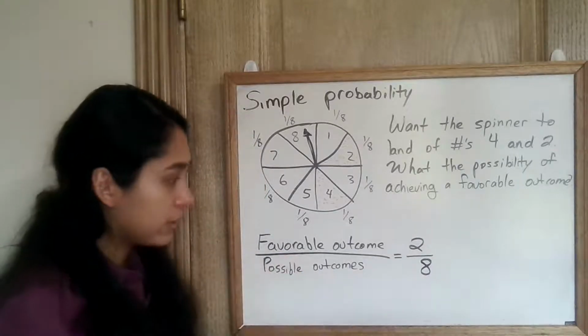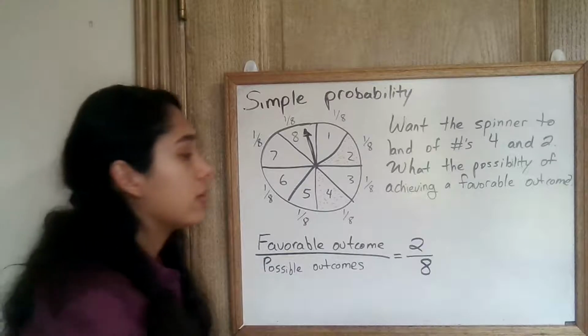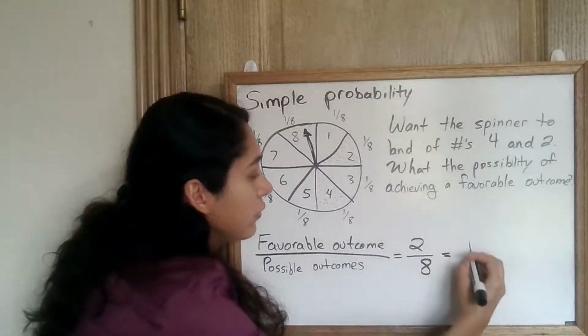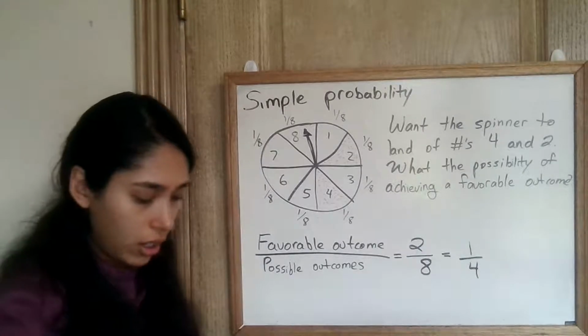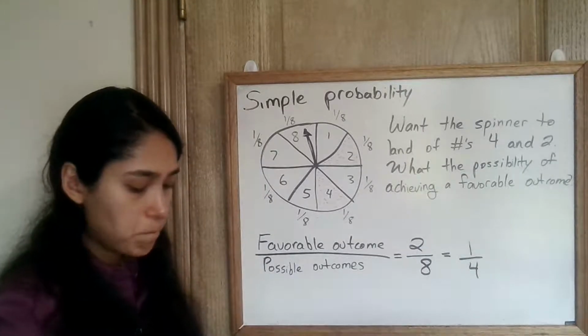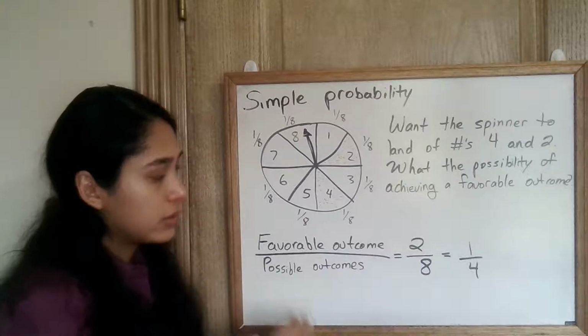So this right here, well, let's go ahead and simplify. We can go ahead and simplify this further. 1/4. That is our probability. We can write it like this.